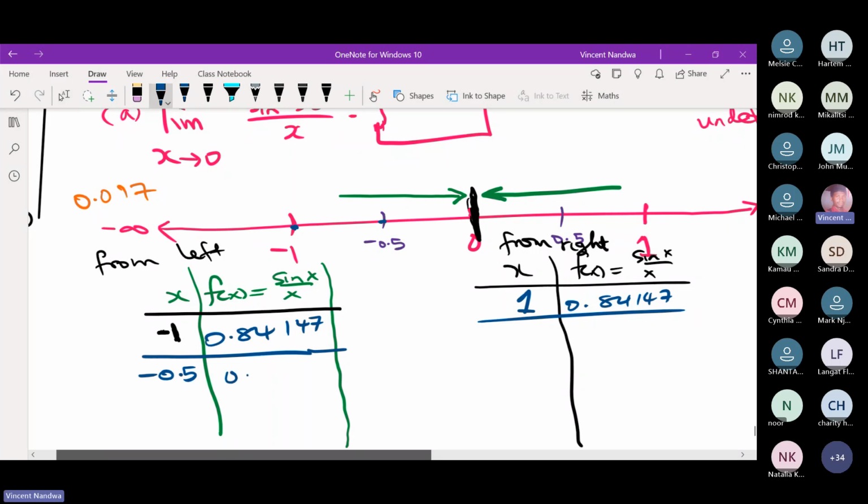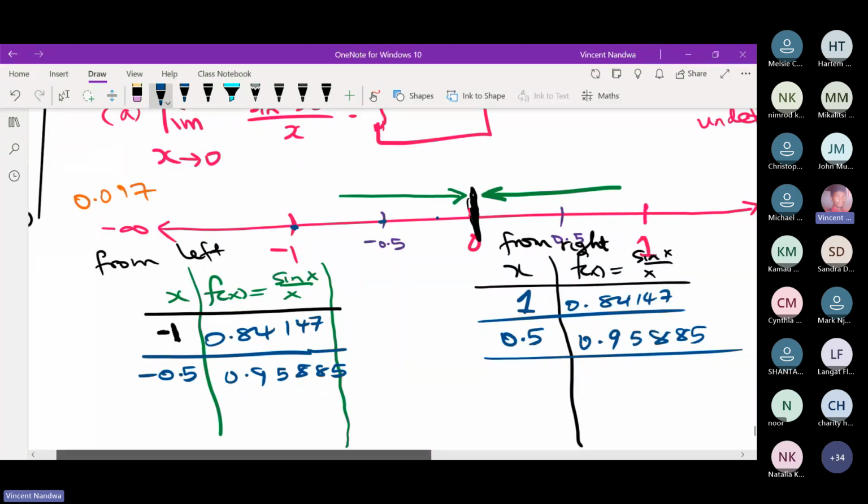0.95885, correct. And when you do the same thing for positive x, 0.5? Same value, correct. 0.95885 and other decimals. So remember now we are here. We are closer to 0 than where we were at -1.